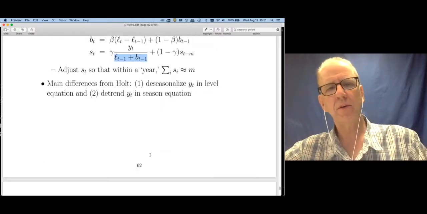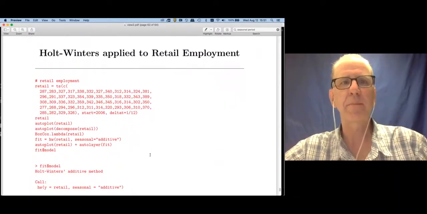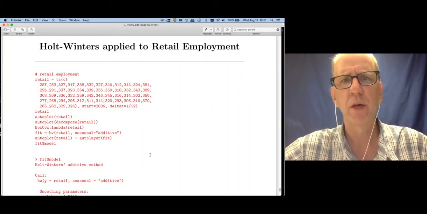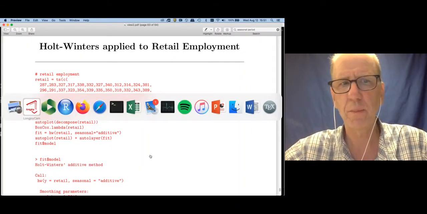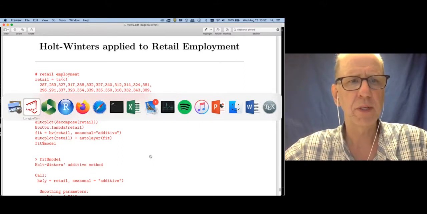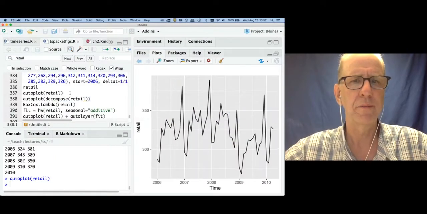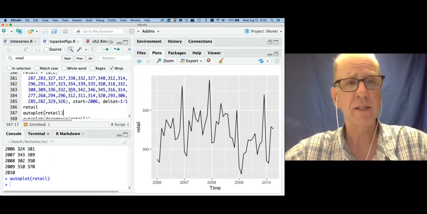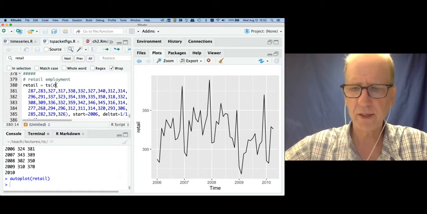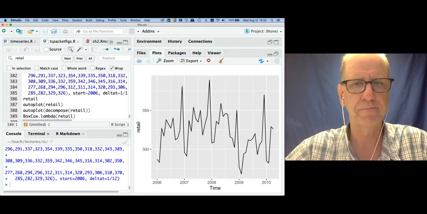Well, let's now go do some examples. I'm going to start with the retail data set, which we did a while back. I think we did this back when we covered the decompositions. This data set gives us retail employment by month.